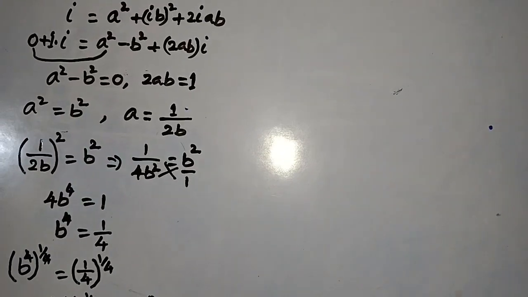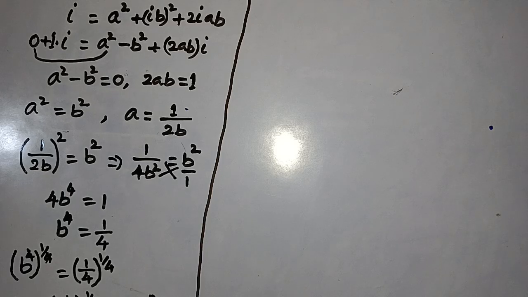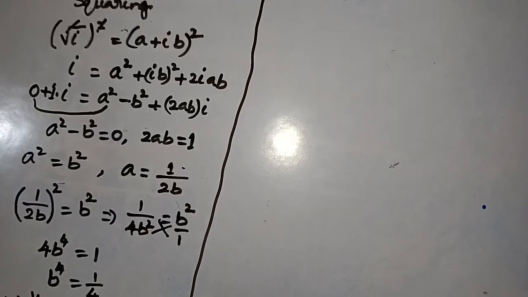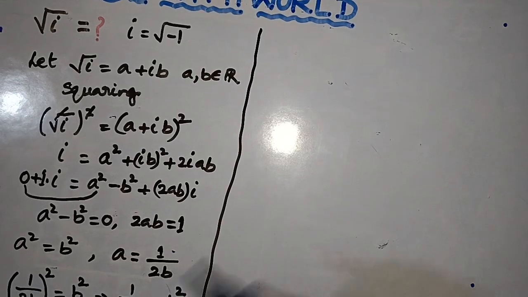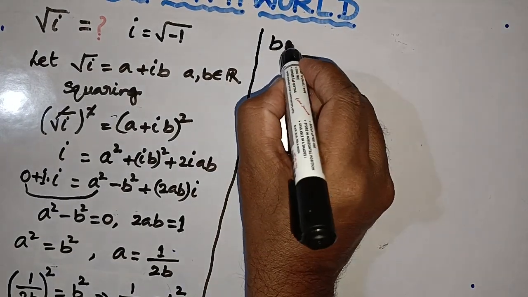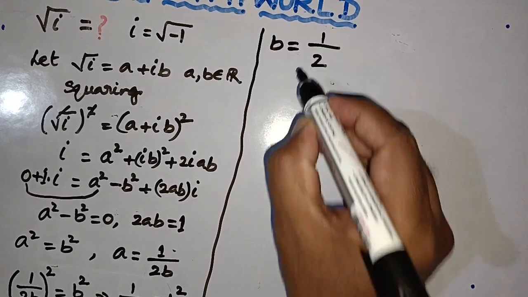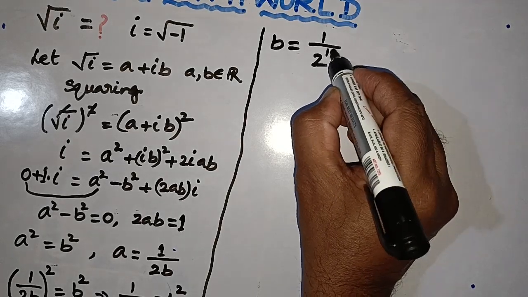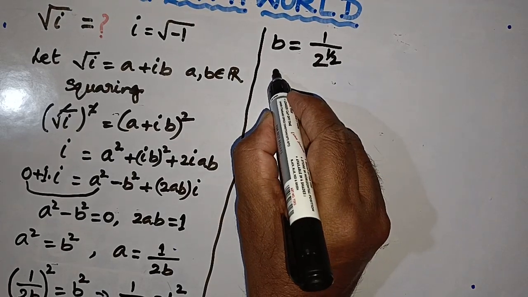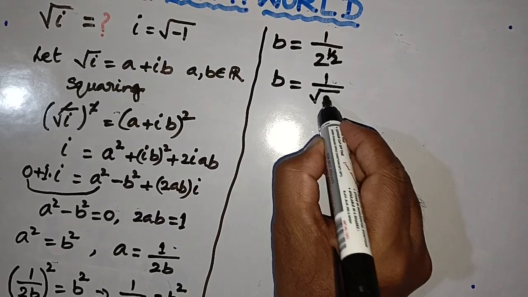And here b is equal to 1 by 2 to the power of, by cancelling that 2 and 4, we will get 1 by 2. So we get b is equal to 1 by root 2.